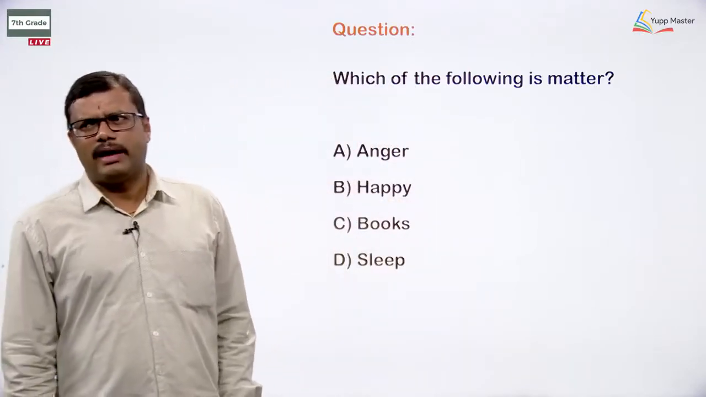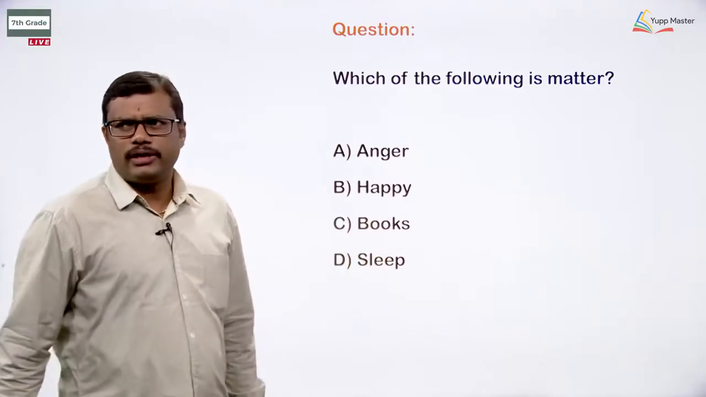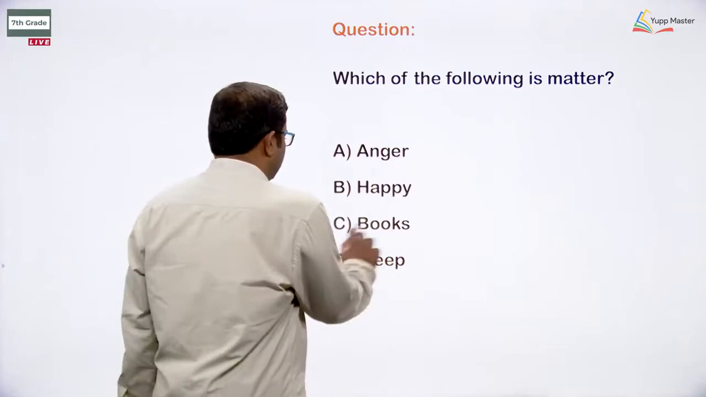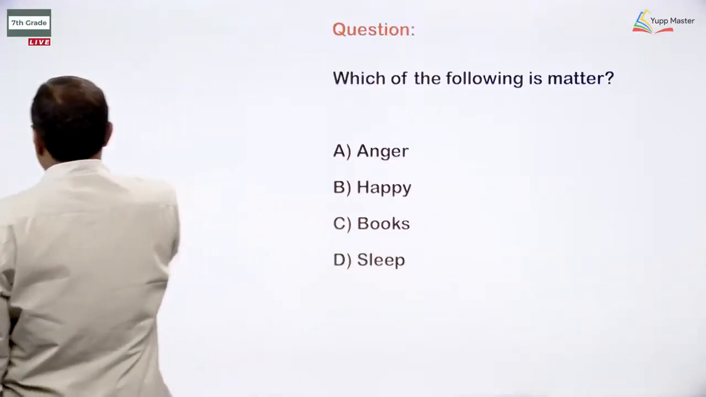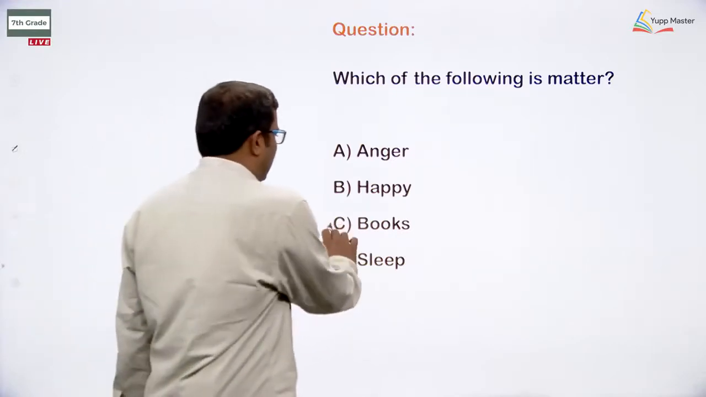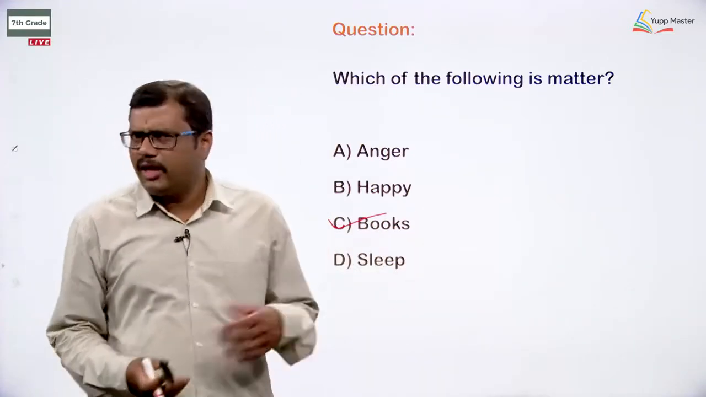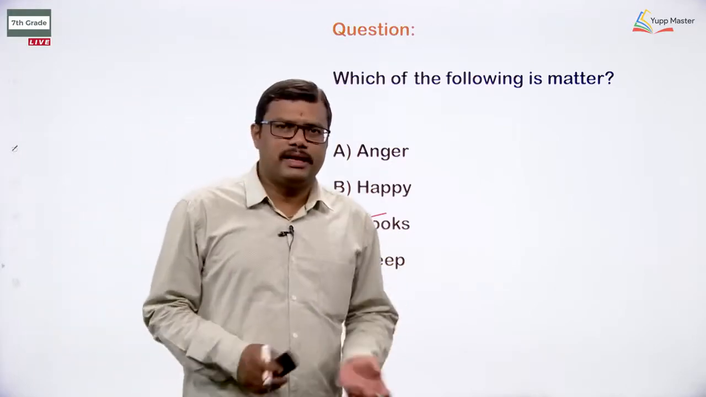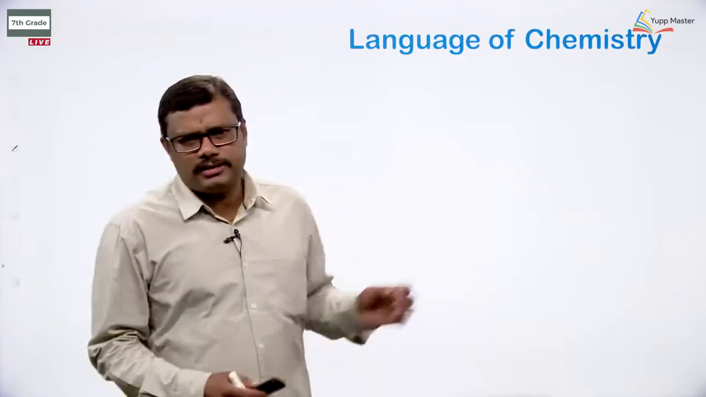Which of the following is a matter? Matter is going to have some mass and is going to occupy some space and volume. So, generally we can clearly explain that books are going to have some weight, and they are going to occupy some space. Okay, angry, happy, sleeping, all these are feelings, they are not matter. Okay, so these are the simple kinds of questions we are going to cover under this particular topic.